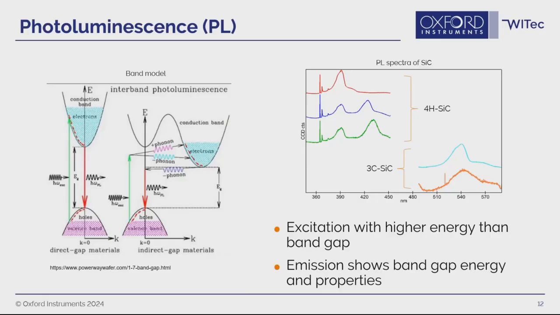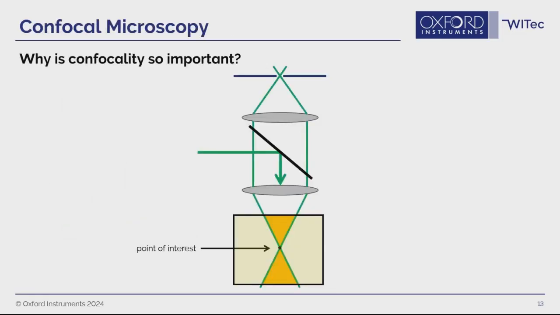Excitation energy for photoluminescence has always to be higher than the band gap. And the emission shows, of course, band gap properties and the energy of the band gap. Let's have a look at confocal microscopy.